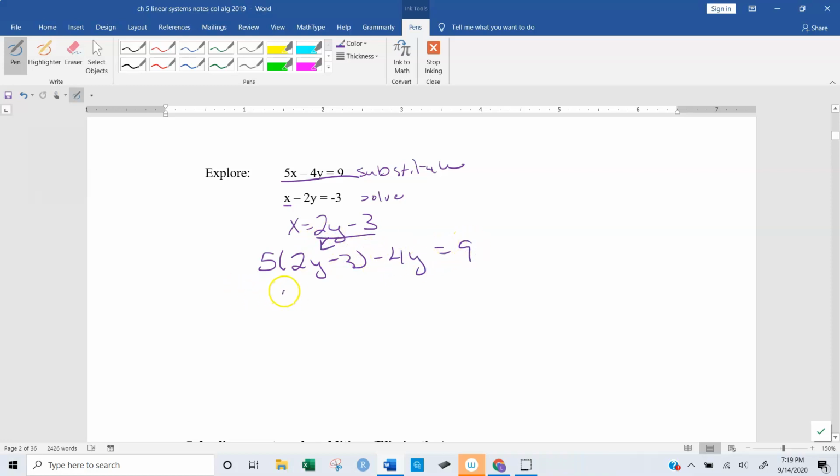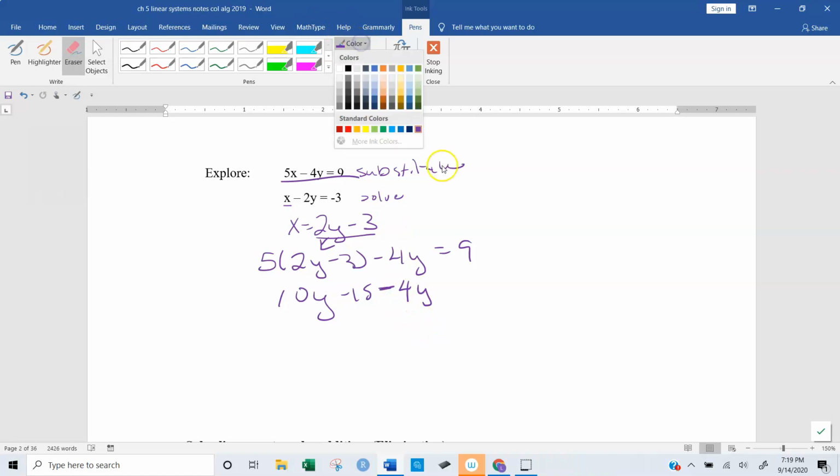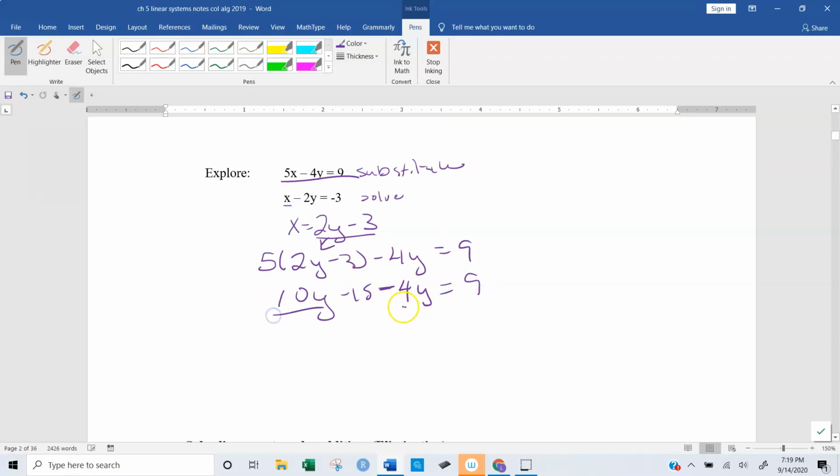I have to bring down the rest of the problem. So 10y minus 15 equal, minus 4y. Let's erase some of that there. Let's try that again. Minus 4y equals 9. Combine your like terms. So we have 6y minus 15 equals 9. Add your 15. 6y equals 24. And divide by 6. You have y equals 4.